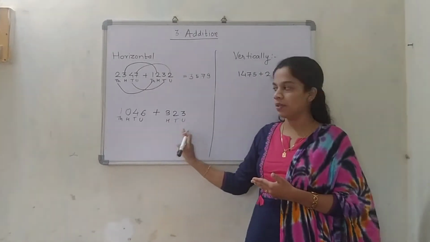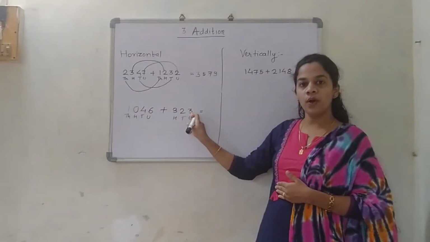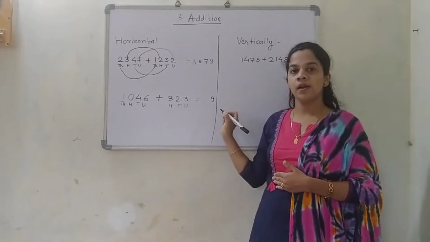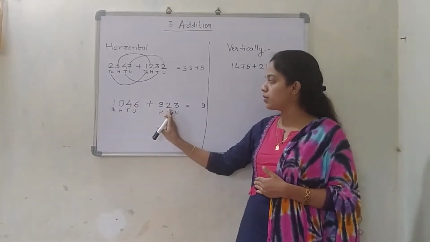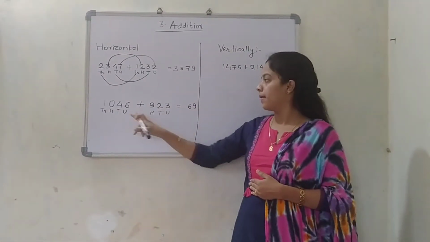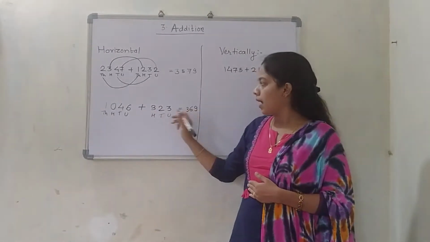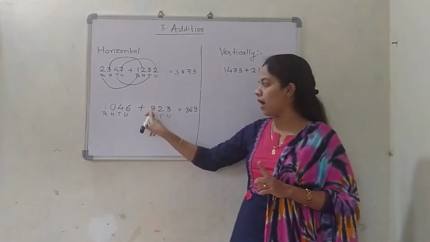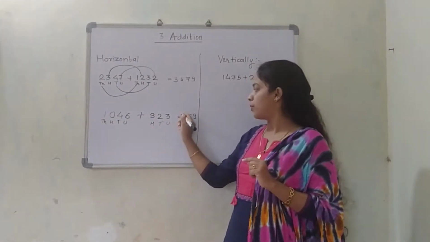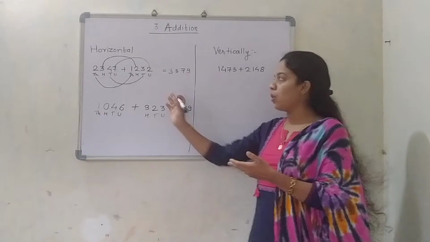So just pay attention near the board. Unit plus unit. What is the addition? Yes, 6 plus 3. You are going to add them. What is 6 plus 3? Yes, it is 9. Next, 4 plus 2. What is 4 plus 2? Yes, 4 plus 2 is 6. 0 plus 3. 0 plus 3 is 3 itself. And 1000 is only one number over here. Here the 1000 number is absent. So we are going to write the 1 which is present at the 1000 place as it is. So the addition will be 1369. This is about the horizontal method.